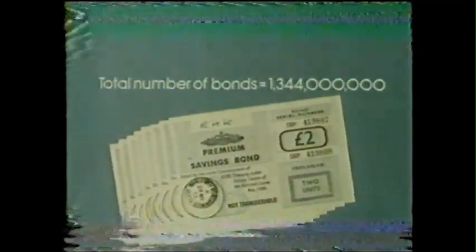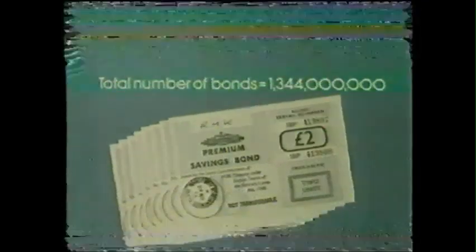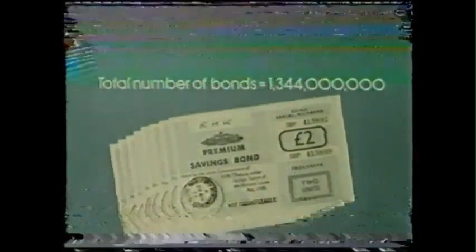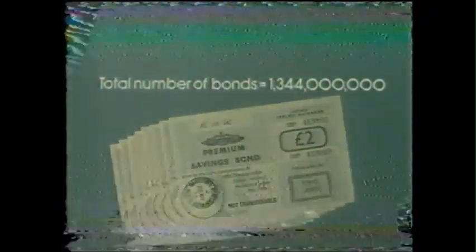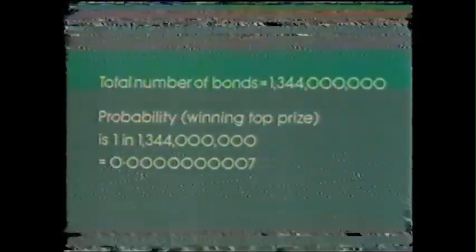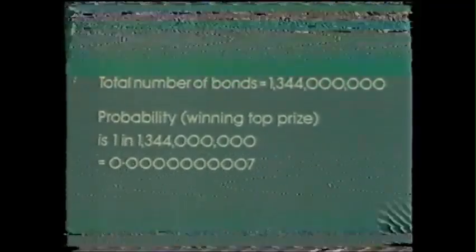So as there are 1,344 million bonds, each with the same chance of coming up, the probability of a particular bond winning the top prize in the monthly draw is 1 in 1,344 million, or about 0.0000.